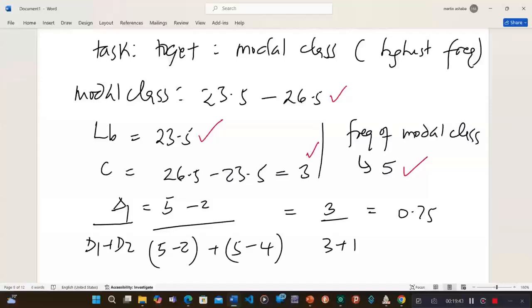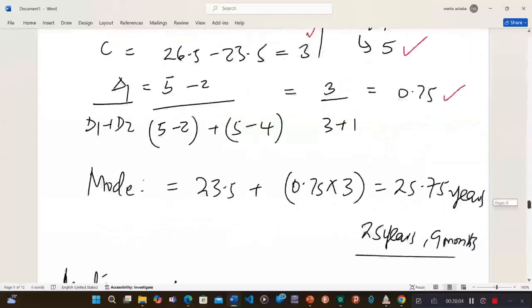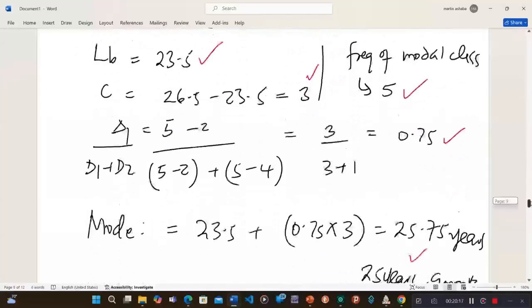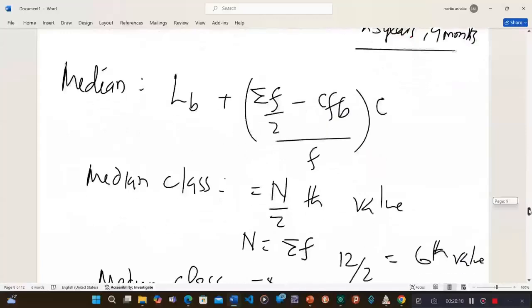Then we substitute for delta 1. Delta 1, we said, is the frequency of the modal class minus the frequency before it, divided by the frequency of the modal class minus the frequency before it plus the frequency of the modal class minus the frequency after it. Then you'll get that value. Then substitute in the formula for mode, and your mode will be this. The next one is to get the median.